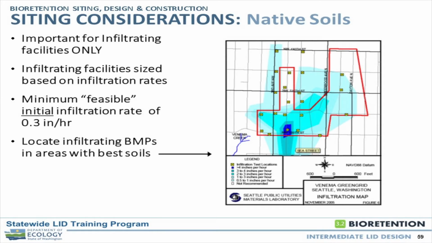Now, in the manual, there is the minimum feasible initial infiltration rate of 0.3 inches an hour. That's in the manual, and that's really a guide to local jurisdictions to say if we run our pit test and we get less than 0.3 inches an hour initially, then typically bioretention is not required in those cases. However, that is not the minimum technical feasibility infiltration rate. So it's important to keep that separated.